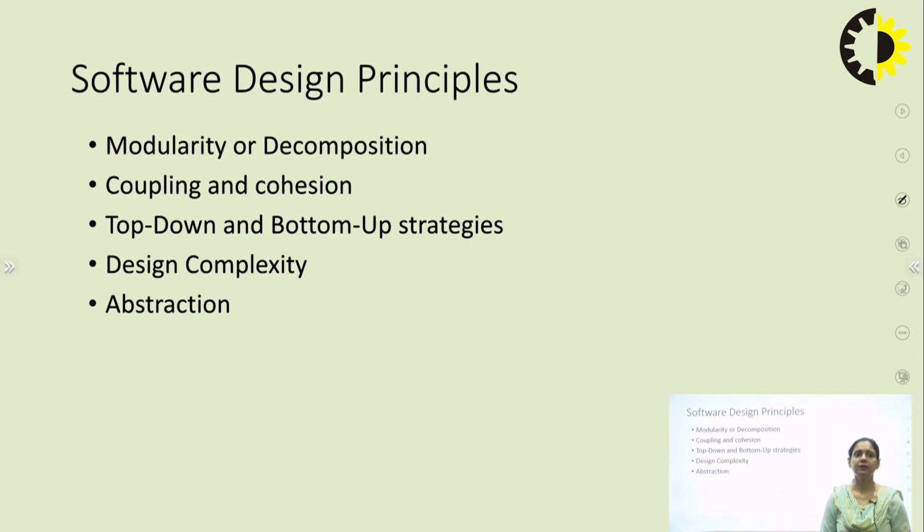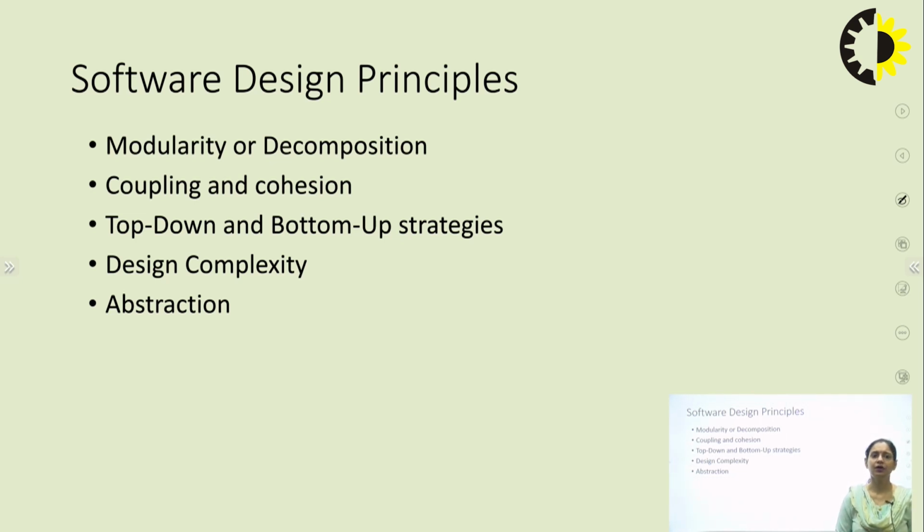Now we have some of the principles in software design. The first principle that we have is modularity or decomposition. The second principles that we have are coupling and cohesion, top down and bottom up strategies, complexity in designing, and abstraction. Out of these design principles, we will be majorly focusing on coupling and cohesion.